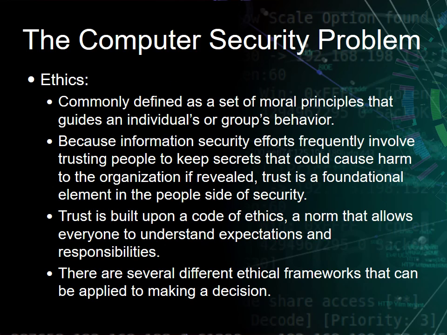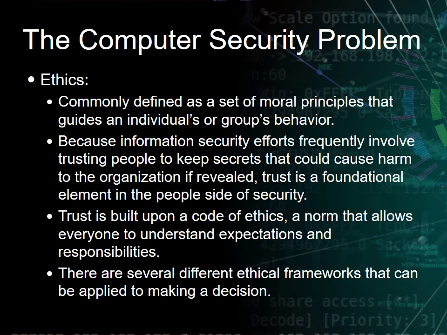So the book rounds out this chapter with ethics. It's commonly defined as a set of moral principles that guide an individual's or group's behavior. Because information security efforts frequently involve trusting people to keep secrets that can cause harm to the organization if revealed, trust is a foundation to the personnel side of security. Trust is built upon a code of ethics, a norm that allows everyone to understand expectations and responsibilities.